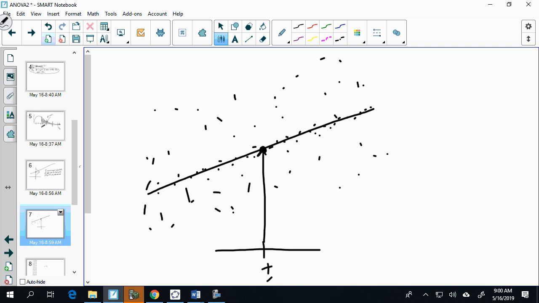And the width of your scatter plot is more or less 4 of these, right? 2 up, 2 down. Okay, that's a 95% confidence interval. A 95% confidence interval is more or less 4 standard deviations wide. Okay?